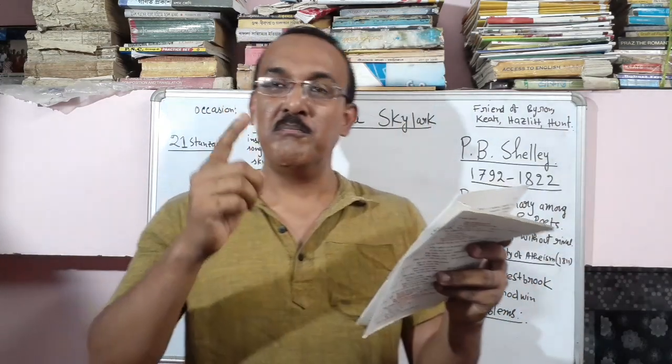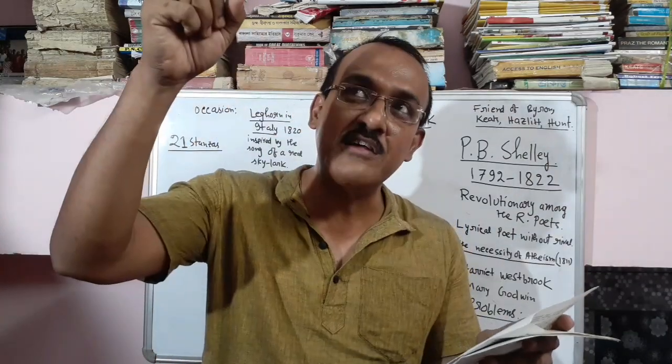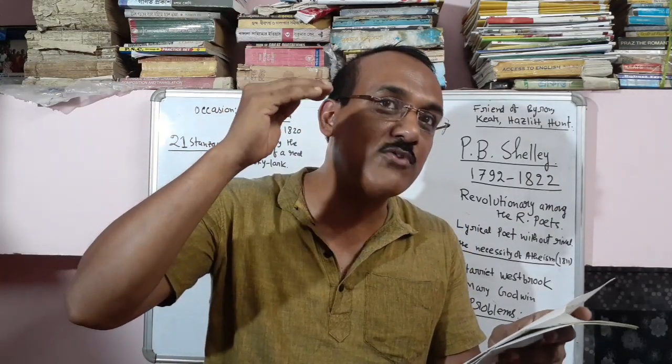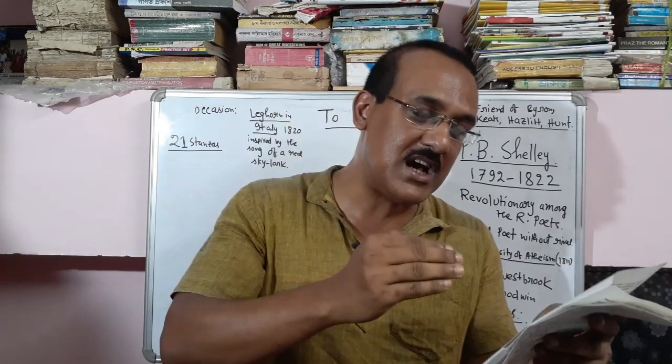Okay, then in stanza 8 the poet again compares the skylark to a poet. As a poet remains hidden in the light of thought, the skylark is hidden. We cannot see the skylark, but we can hear the song of the skylark. In stanza 9, again the poet compares the skylark to a high-born maiden. We can hear the maiden singing, but we cannot see the maiden.